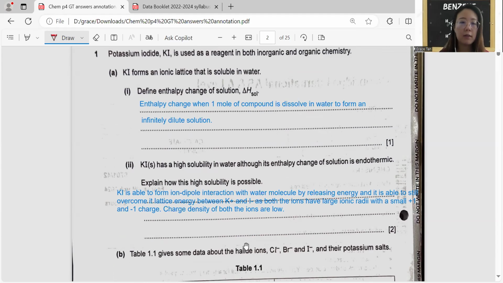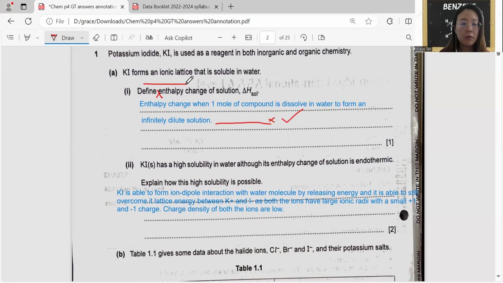So it is defined as the enthalpy change when 1 mole of compound is dissolved in water to form an infinitely dilute solution. They do not have the word standard in front, so hence I do not need to answer under standard condition. This part is not needed. But if they have the word standard up here, then yes, under standard condition part is needed.